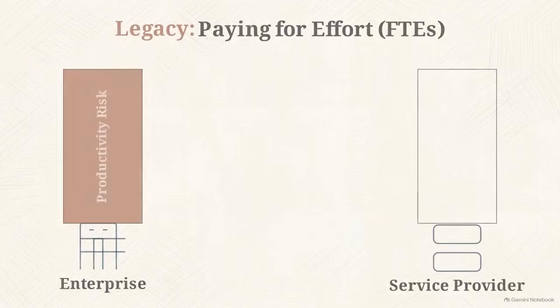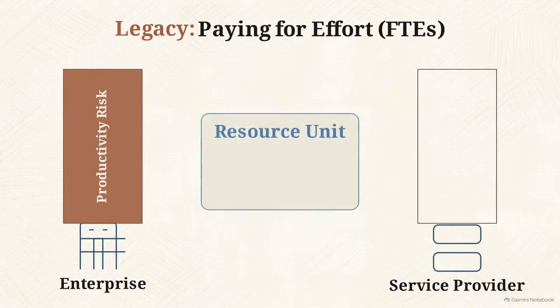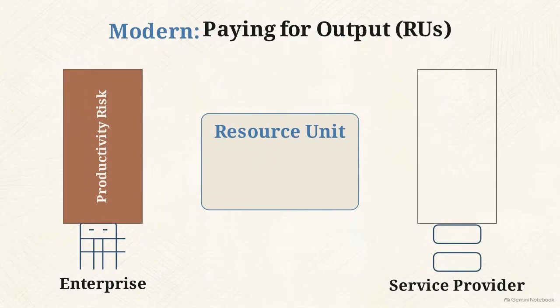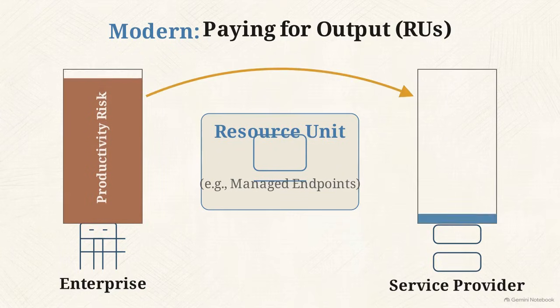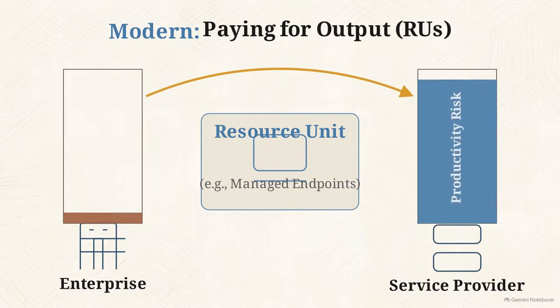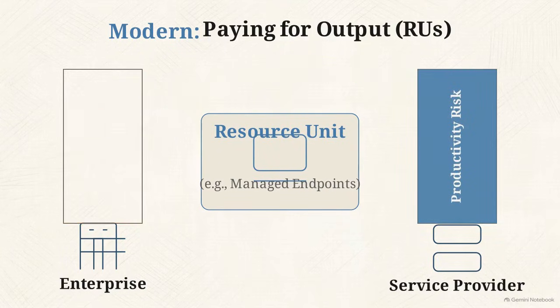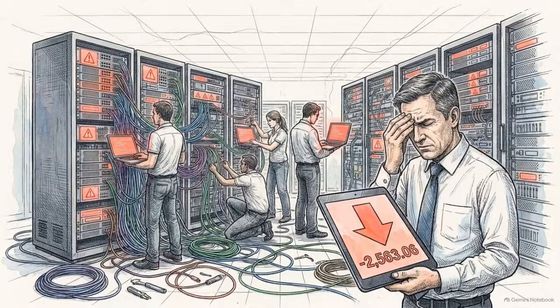The foundation is the resource unit. Instead of paying for supplier effort, we price the service on observable units, like managed endpoints. Redefining this billing unit physically shifts the productivity risk away from the enterprise and onto the service provider. Under this model, the supplier must manage their own efficiency. If automation fails and they need more labor, they absorb that cost.